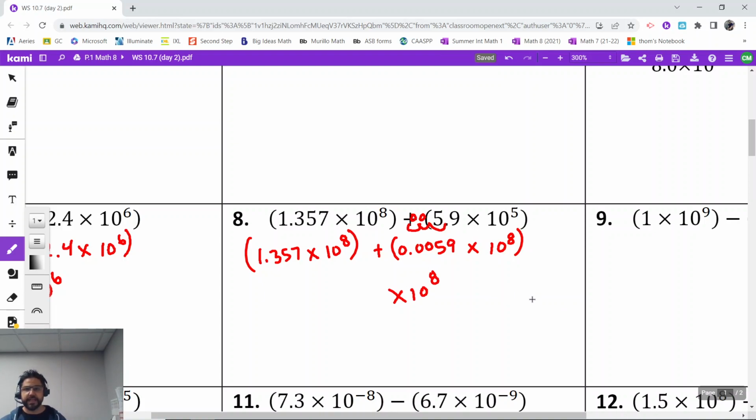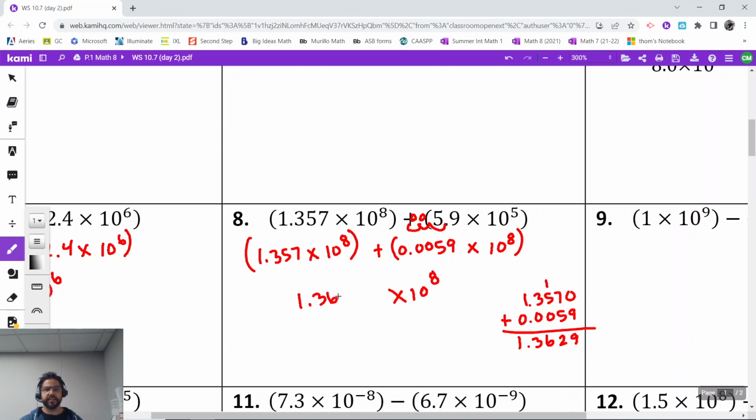So let's go off to the side. 1.357. We're going to line up our decimals to be 0.0059, which means we're going to put an extra 0 there. Add them together. So let's see, a 9, a 12, 6, 3, decimal point 1. So we've got a 1.3629 times 10 to the 8th power.